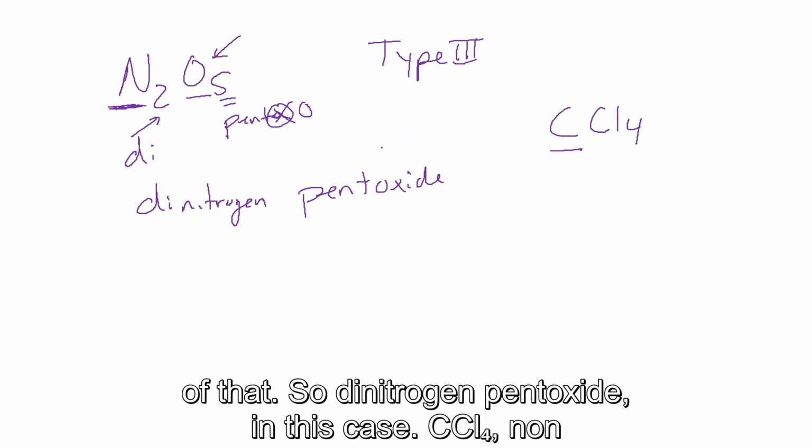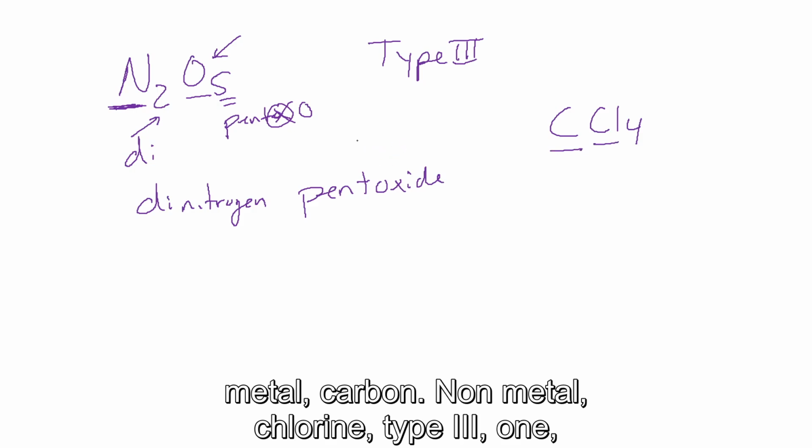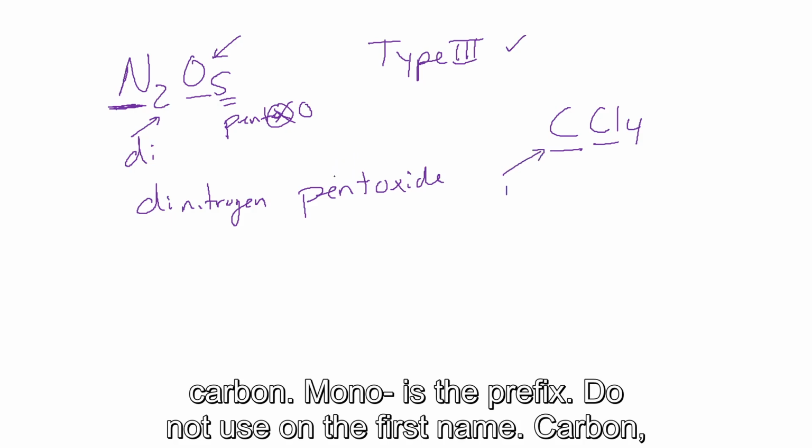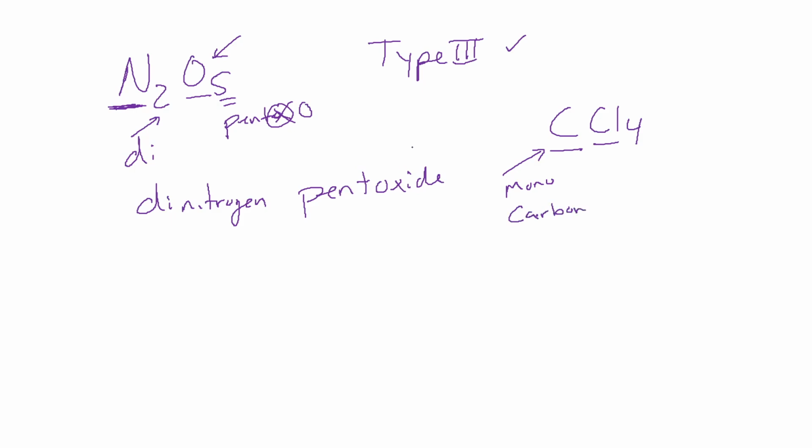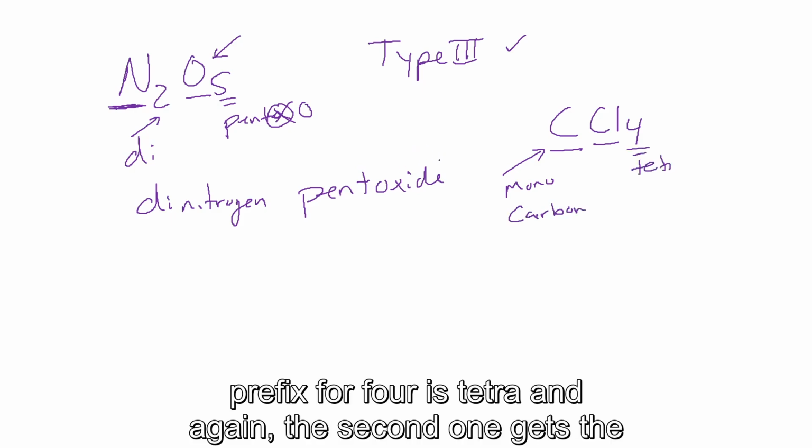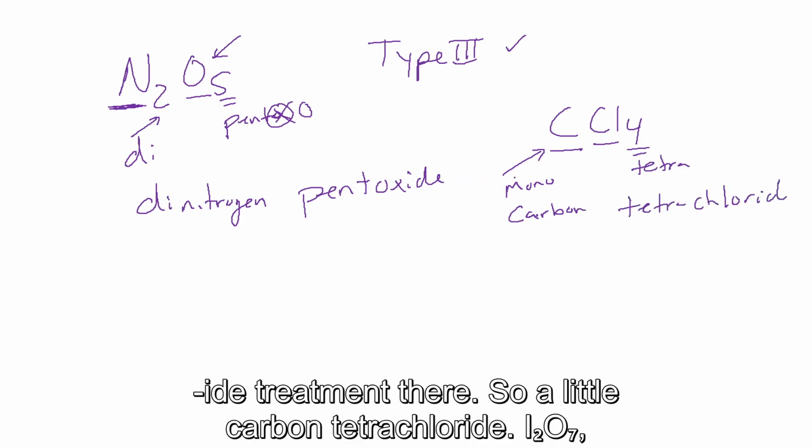CCl4, non-metal carbon, non-metal chlorine, type 3. 1 carbon, mono is the prefix. Do not use on the first name. Carbon, prefix for 4 is tetra. And again, the second one gets the IDE treatment there. So a little carbon tetrachloride.